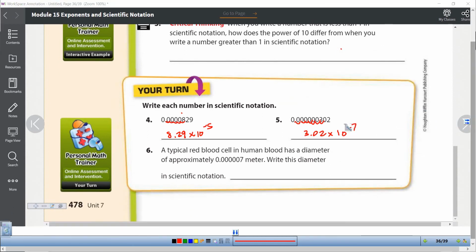Small decimal numbers will always have negative exponents. Big numbers will always have the positive exponents. Again, we're talking with powers of 10 here. All right, so right here we go. 1, 2, 3, 4, 5, 6. So I get 7 times 10, not 10 to the 6th, 10 to the negative 6th power.